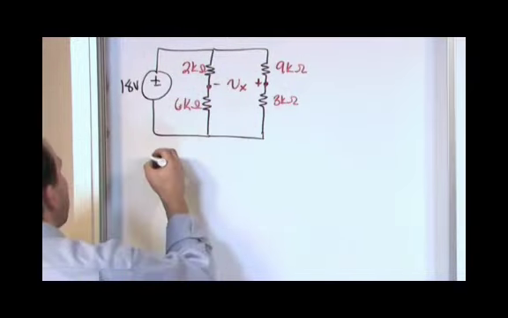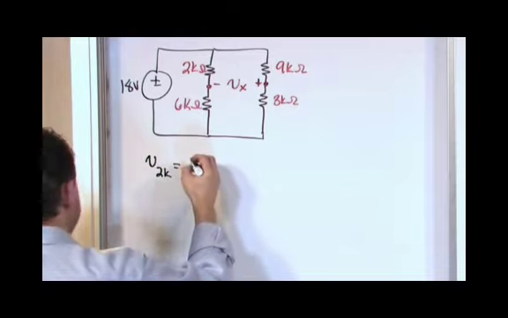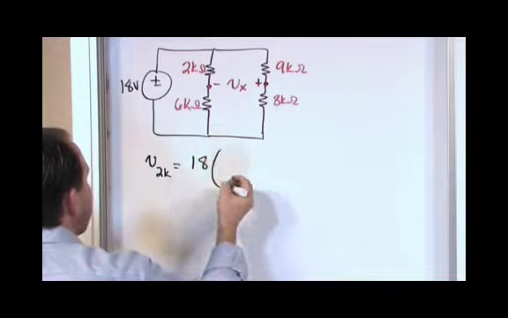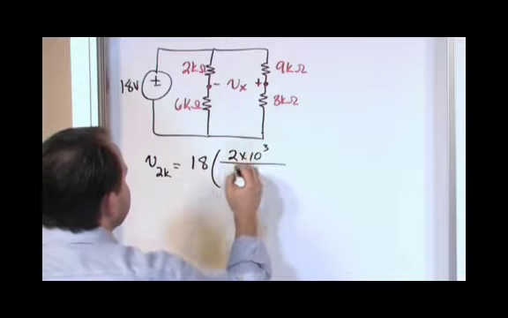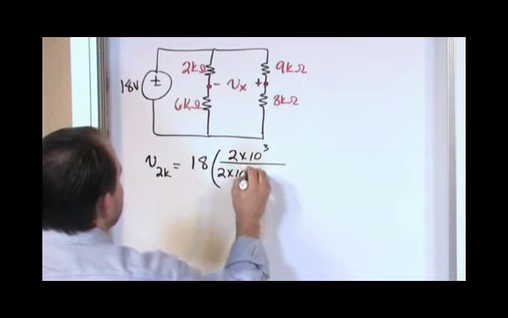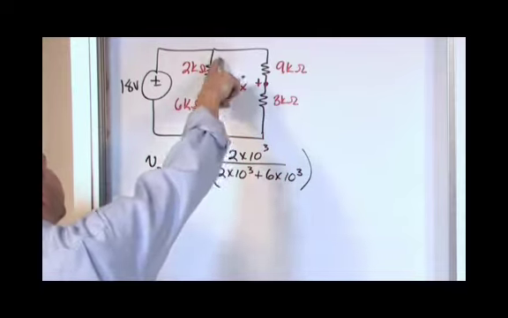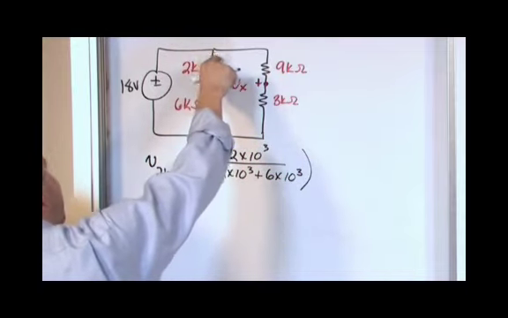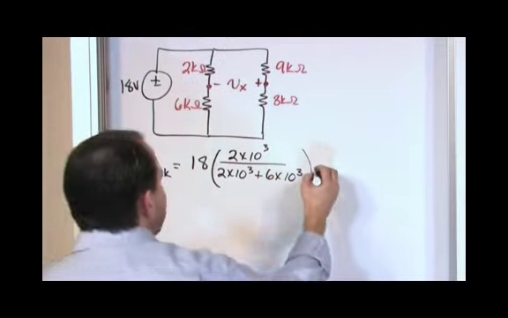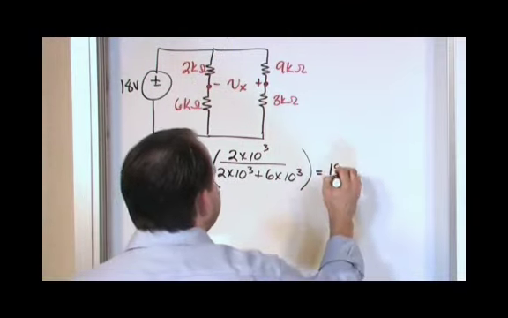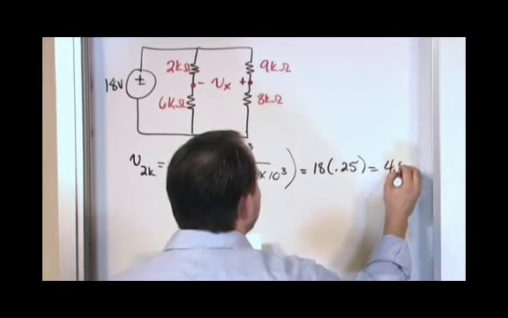So if I want to find the voltage across the 2K resistor, then it's going to basically be 18 volts times the 2K resistor, 2 times 10 to the 3, divided by the sum of 2 times 10 to the 3 plus 6 times 10 to the 3. What I'm doing is I'm using a voltage divider here. I'm tapping, I want to find the voltage across here, so this is on top, the sum is on the bottom, right? And when you do this, you'll get 18 times 0.25, so you get 4.5 volts.